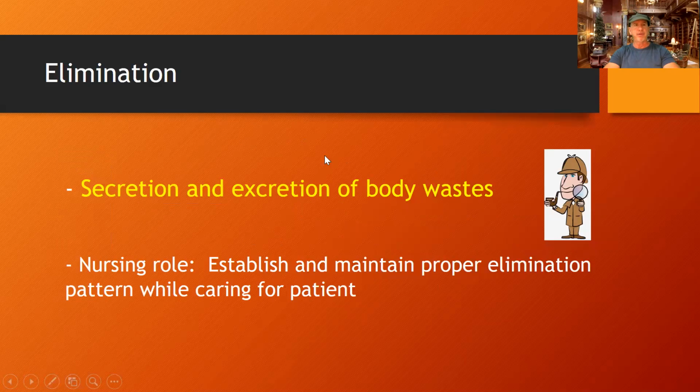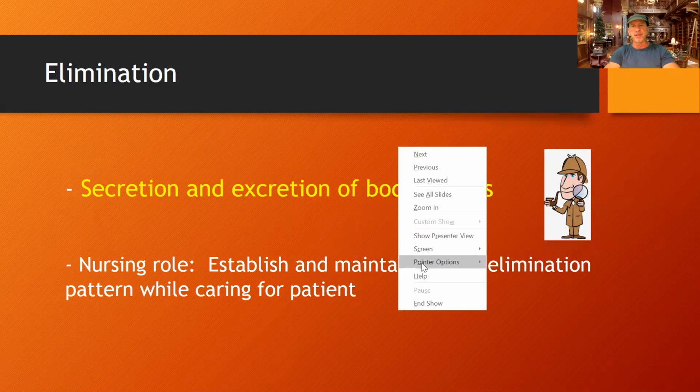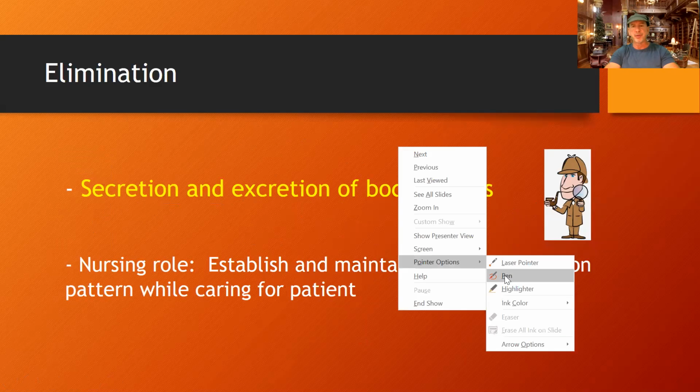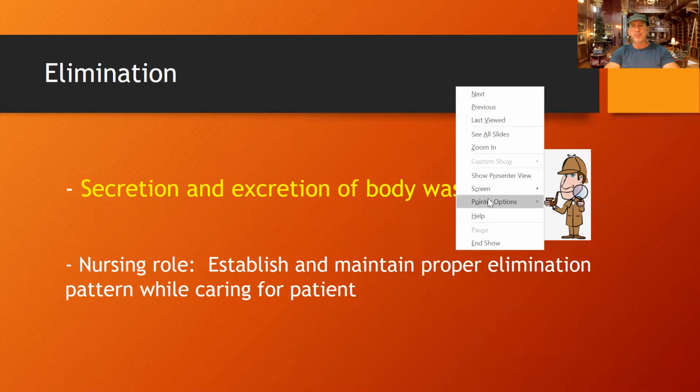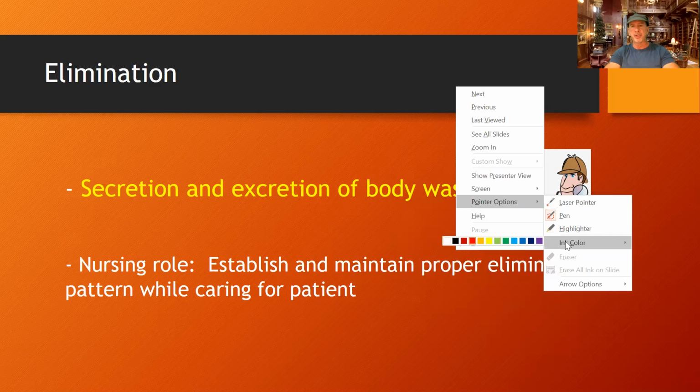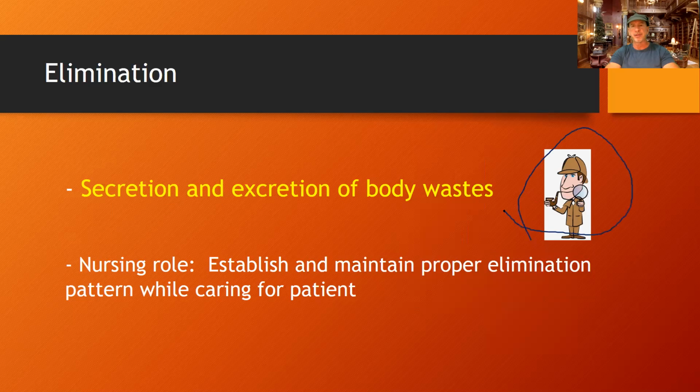We have elimination. What is elimination? It's the secretion and excretion of body waste. This is the same thing that I pointed out in the previous lecture, so nothing new. I'm going to change my pen color so that I can draw circles around things. That's so much fun. Here we go. Moving on.